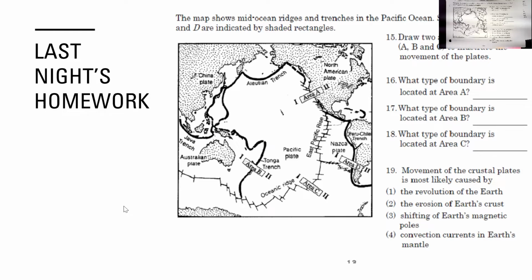So A is transform. B is convergent. And C is a divergent. And finally, the movement of the crustal plates is most likely caused by what? What causes that movement? Convection currents. The whole reason we did the lava lamp.